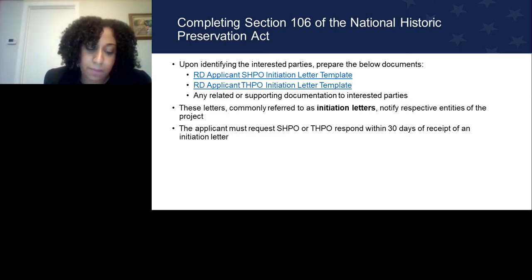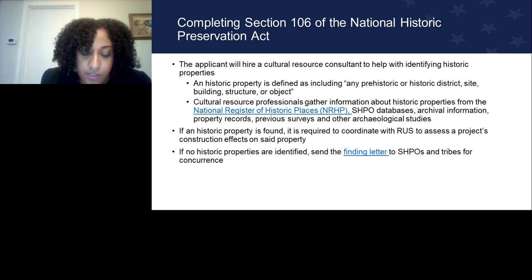In this next step, the applicant will hire a cultural resource consultant to help with identifying historic properties. When I say historic properties, I mean those that are listed and those that are eligible for listing in the National Register. Your cultural resource consultant should identify all those properties in their research. Once these are identified, they'll consider their nature and proximity to your project and make recommendations in their report to you. Make sure your consultant's report includes a recommended finding of effect.